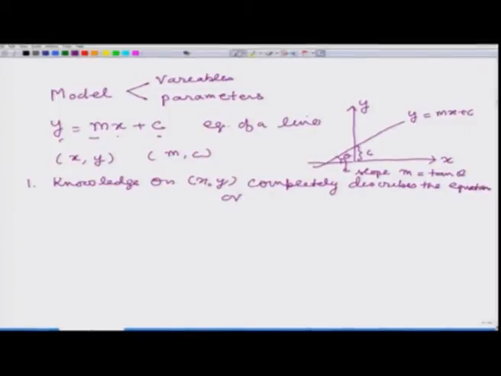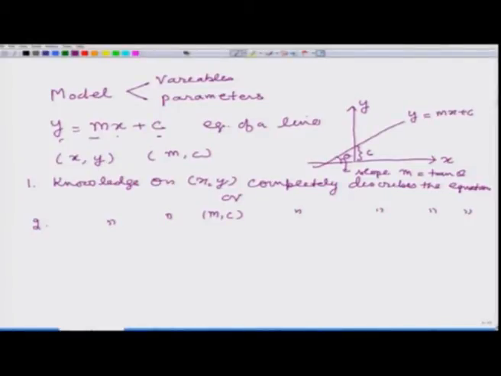The second sentence is this: knowledge on m and c completely describes the equation, because at this moment we are considering a simple equation. So, the second sentence is that knowledge on, say, m and c completely describes the equation. Now, what do you think? Which one is correct?